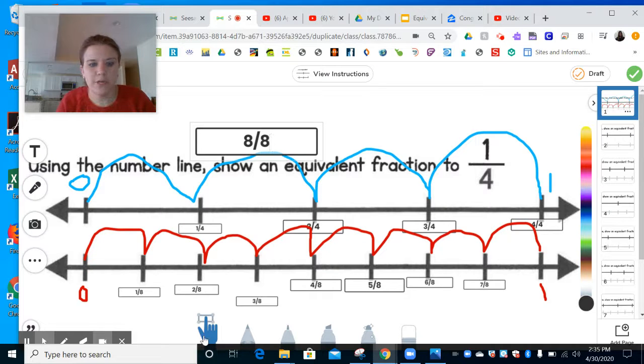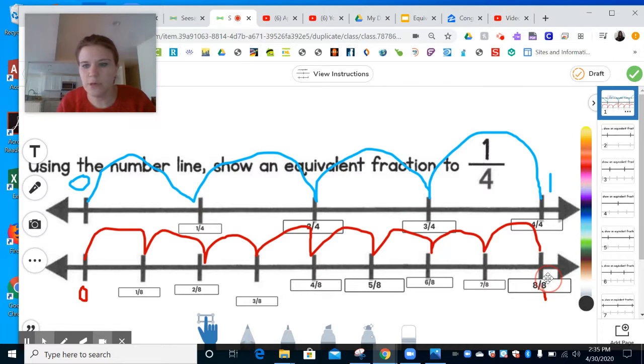All right, and now that we know where the fractions are on the number line, to be able to find our equivalent fractions, we are going to look for places where the lines match up. So we have 1/4 right here, our first hop. If you look right under 1/4, we see the fraction 2/8. So 1/4 is equivalent to 2/8.